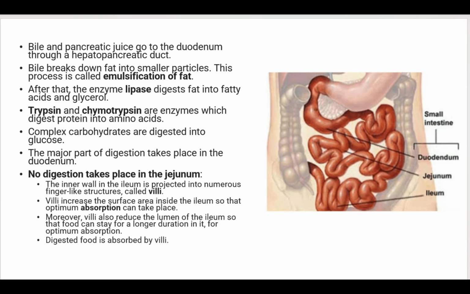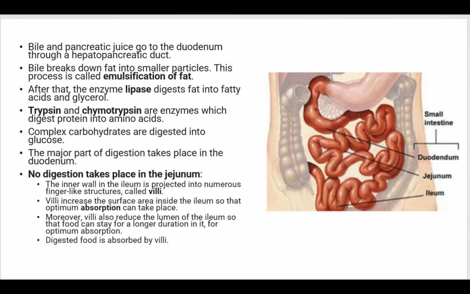So emulsification, or breaking down of the fat, is going to take place, and after that, the enzyme lipase is going to digest the fat to form fatty acids and glycerol. Okay. The other enzymes are trypsin and chymotrypsin. These are the enzymes that digest proteins into amino acids. And here also complex carbohydrates that had entered will get converted into glucose. So the major part of digestion will take place in the duodenum.